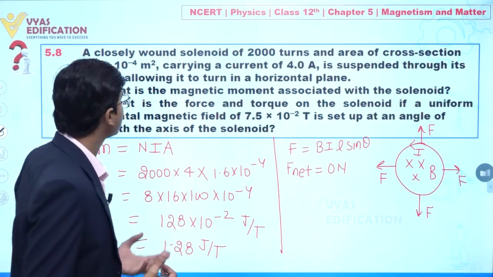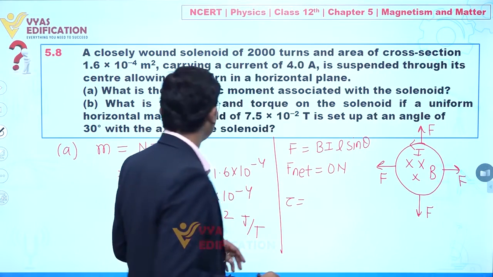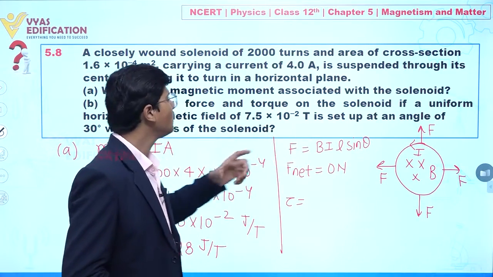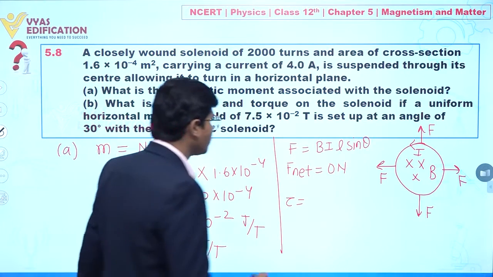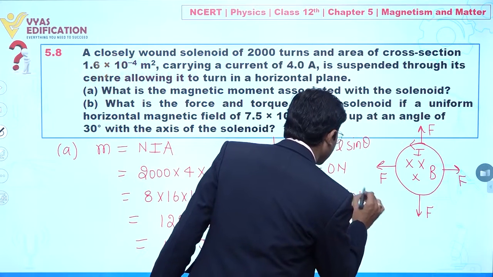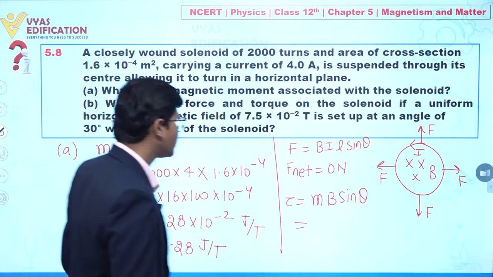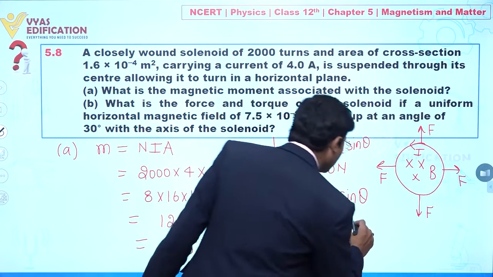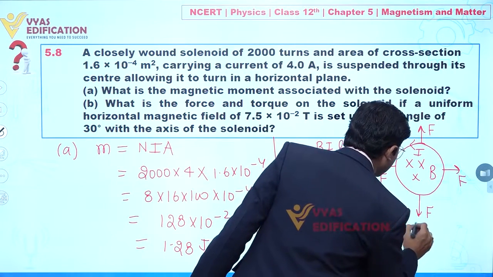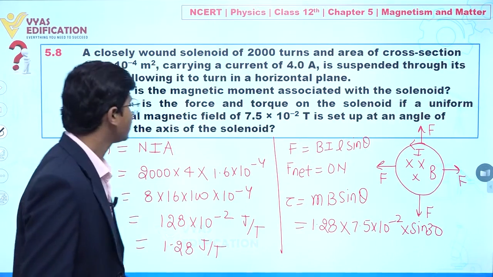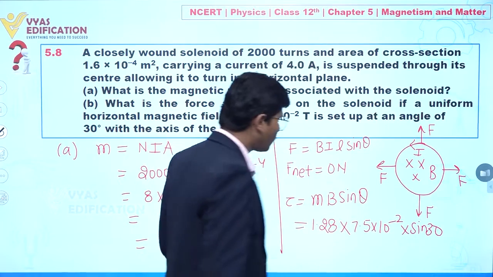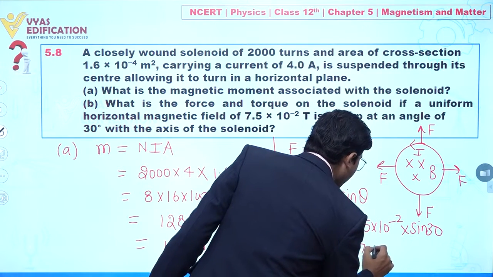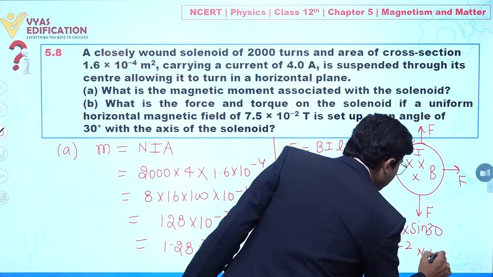But what about net torque, clear. Because in this question we have to calculate the torque, if a uniform horizontal magnetic field is given to you and it is set up at an angle of 30 degree with the axis. So I can write this is MB sine theta, clear. Value of M, magnetic moment, is 1.28, value of magnetic field is given 7.5 into 10 to the power minus 2, multiplied with sine 30, clear to everyone. So sine 30 is 1 by 2 and this one is 0.64. So 0.64 multiplied by 7.5 into 10 to the power minus 2, this is Newton meter, clear.